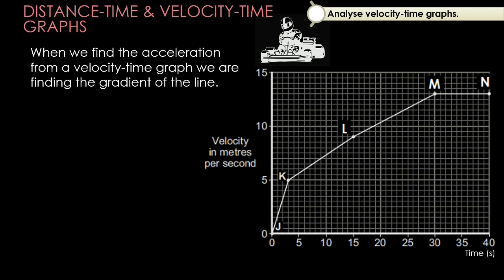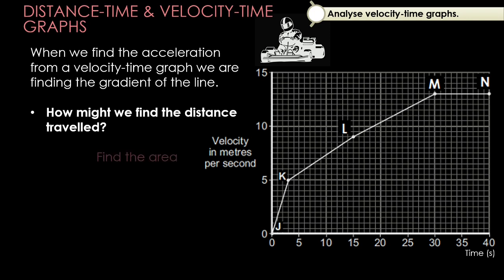When we find the acceleration, what we do is we find the gradient of the line. We're doing the change in y divided by the change in x, velocity divided by time in this case. Here's a question for you. How could we find out how far has been travelled, what the distance travelled was between 2 points on a graph? The way we do that is by finding the area underneath the line.